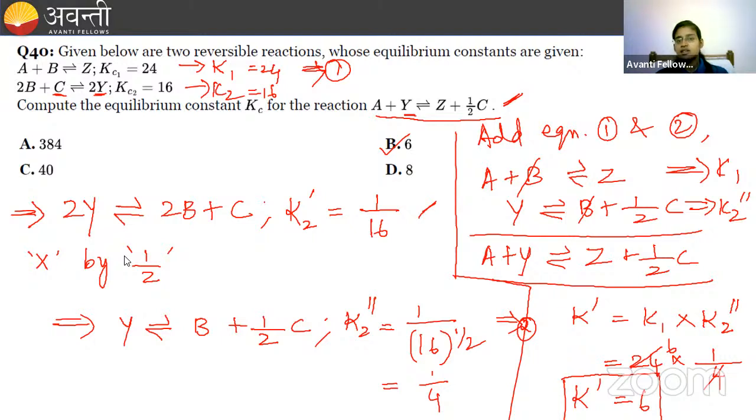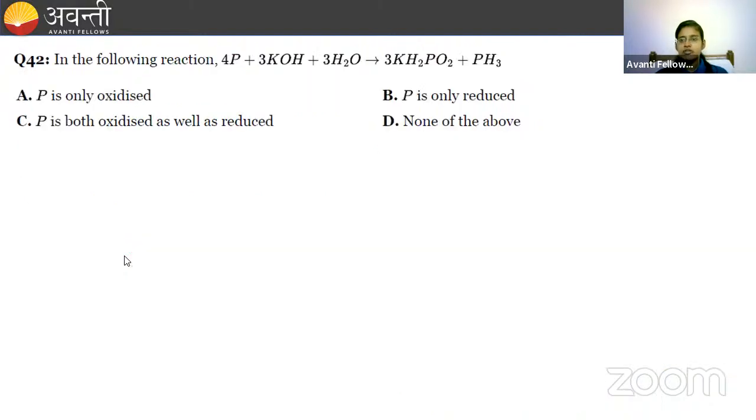All right. So let's go for question number 42. In the following reaction, 4P plus 3 KOH plus 3 H2O giving 3 KH2PO2 plus PH3. Option A, phosphorus is only oxidized. Option B, phosphorus is only reduced. Option C, phosphorus is both oxidized as well as reduced. And option D, none of the above. So we have the equation and we have to check for the oxidation number of phosphorus. So for that, we have to find out the oxidation number. So let me write the equation first.